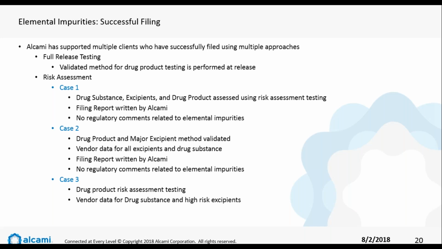For the second case, we've had where the drug product and the major excipient had the method validated and testing was performed on multiple lots. Between 3 and 6 lots of the drug product and excipient were tested. And then that data was provided in the risk assessment filing report, along with vendor data for all of the other excipients in the drug substance. And that one was approved by the agencies without any comments regarding elemental impurities.